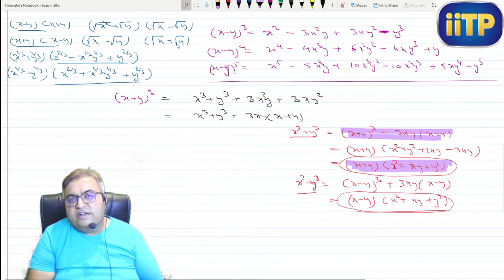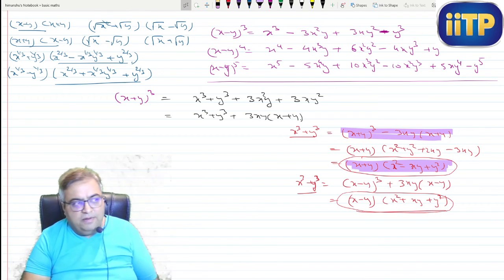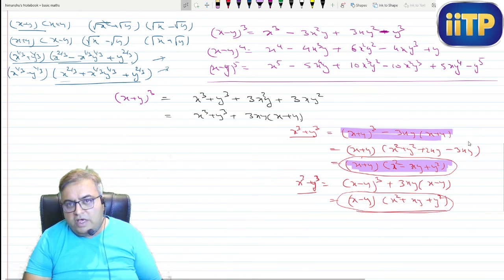Why do we use rationalization? To change the fractional powers into integral powers. So this is what we will do in the case of cube roots. Okay, so this can be utilized over here.